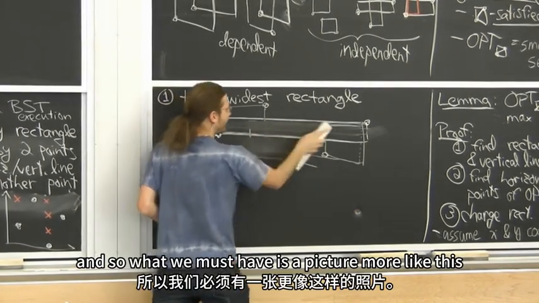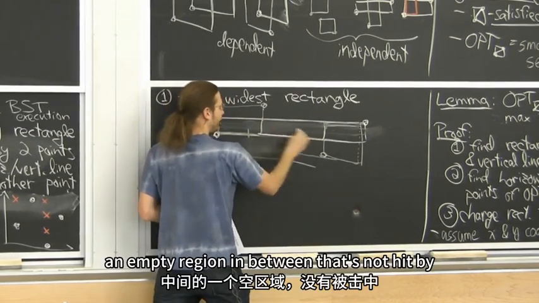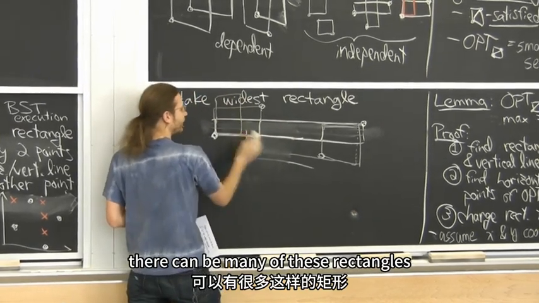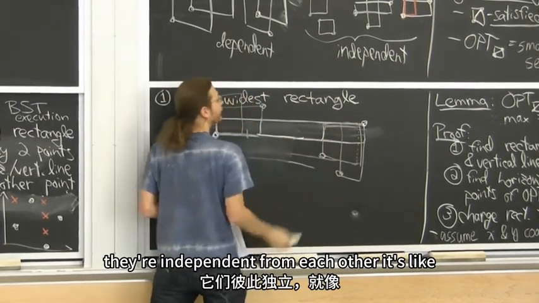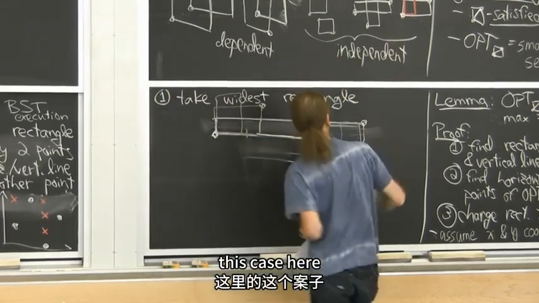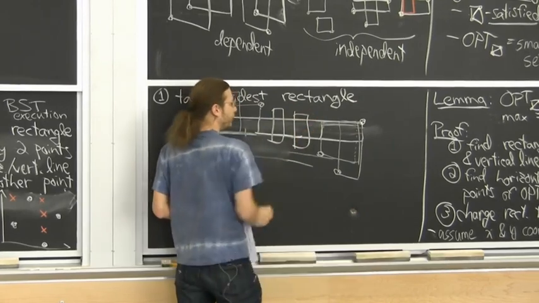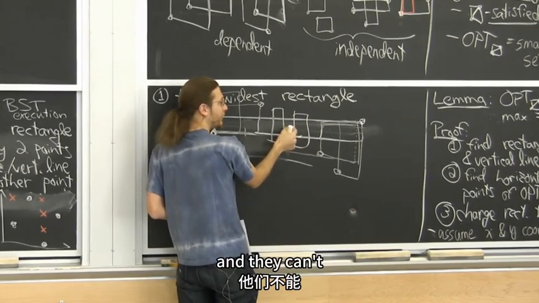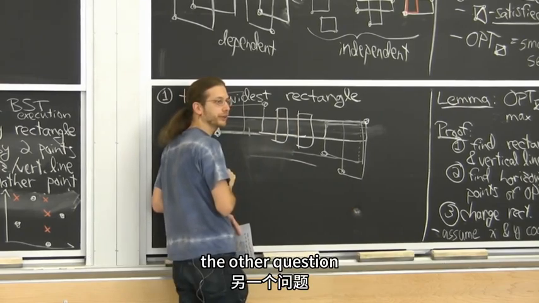And so what we must have is a picture more like this, where there's an empty region in between that's not hit by... There can be many of these rectangles. They're independent from each other. That's like this case here. Okay, there can also be some rectangles like this. But by the same argument, these guys can't touch each other, and they can't overlap horizontally, because then one of the corners would be inside the other.